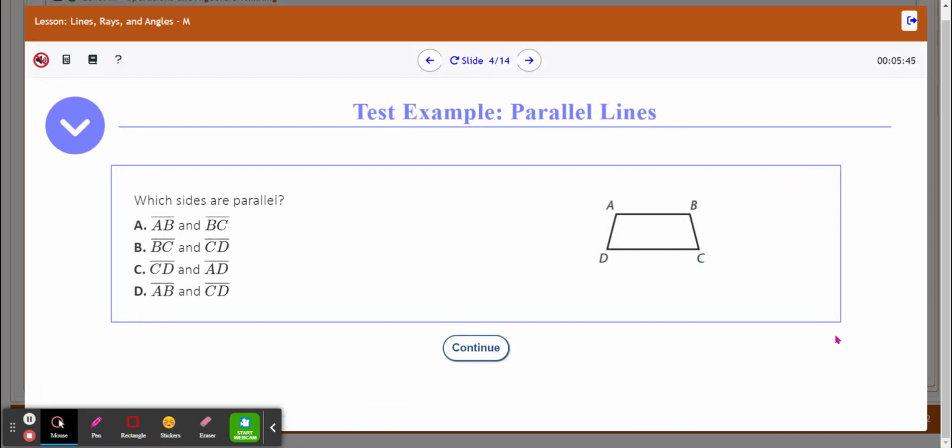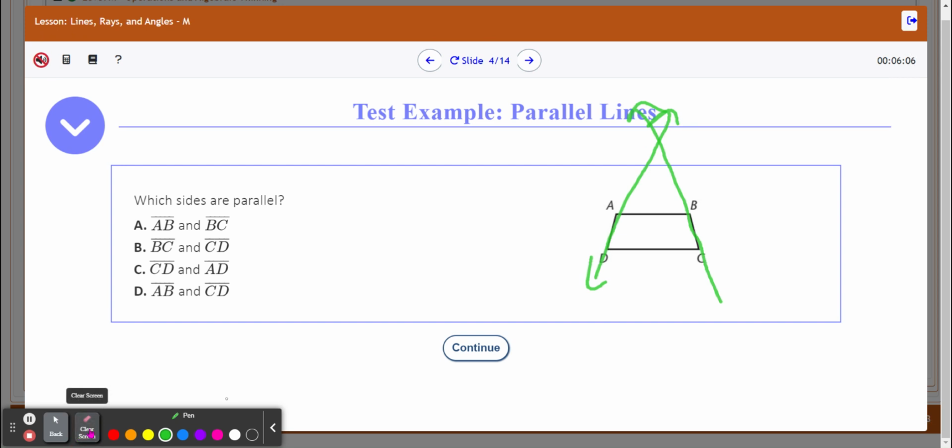All right. So this question says, which sides are parallel? Well, remember, parallel sides keep going in the same direction without touching each other. So let's look at this real fast. Let's say we extended these lines right here, AD and BC. Well, look what happens, after a while they're going to touch each other. So those are not parallel lines.